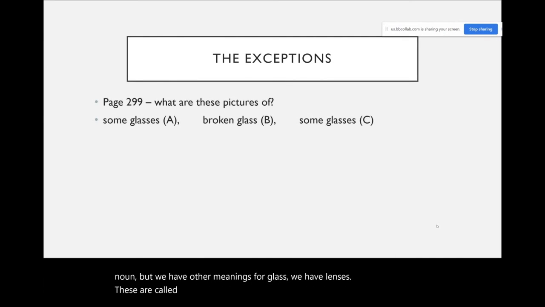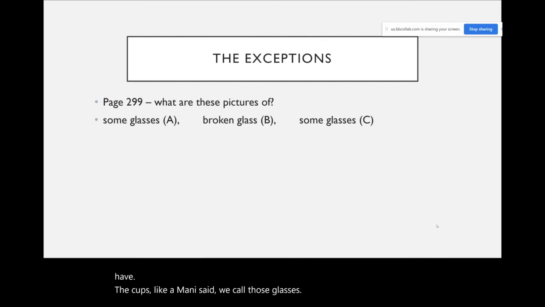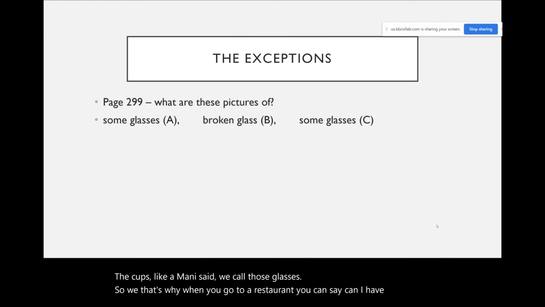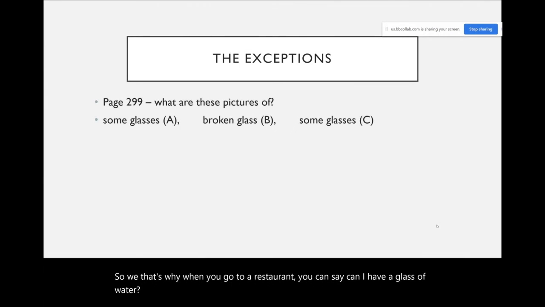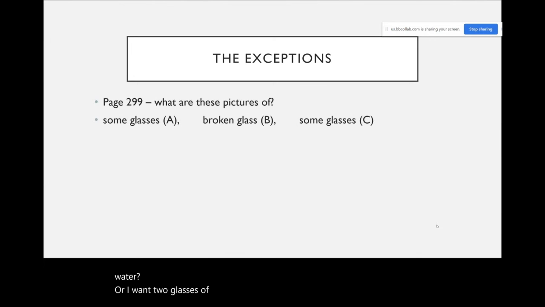Okay, that's a different meaning for the word. We also have the cups, like Amani said. We call those glasses. So that's why when you go to a restaurant, you can say, "Can I have a glass of water?" Or "I want two glasses of orange juice." Okay? We're talking about cups.